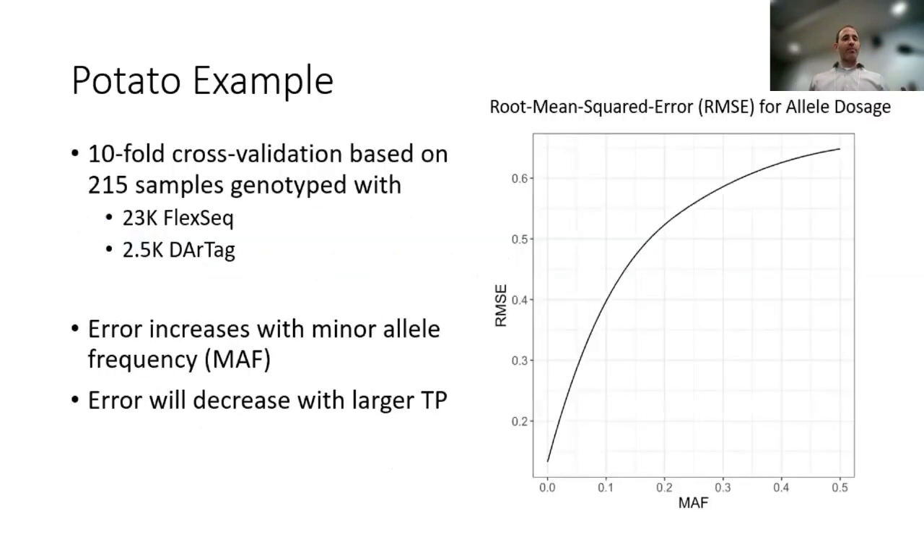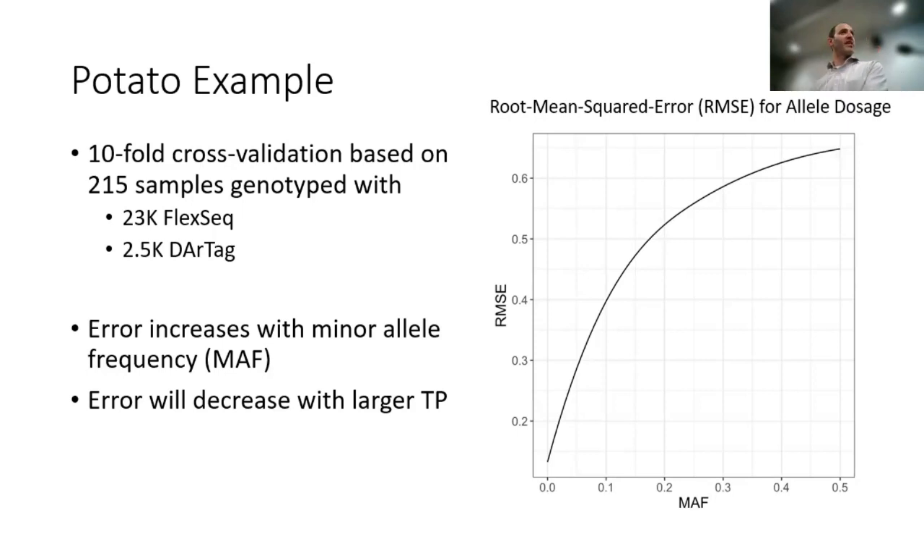So let's look at a quick example of how this performed in a potato data set. This is tenfold cross-validation based on 215 potato samples genotyped with both the 2.5K DArTag, trying to predict a 23K Flex-Seq. That's the sequence capture. And the result is shown with the y-axis being the root mean squared error for predicting the allele dosage. This is a quantitative measure of how close you are to predicting the dosage, in this case of a tetraploid potato, and it's a function of the minor allele frequency of the marker. And you can see the trend here. This is well known. The more variable the marker is, the harder it is to get the predictions right.